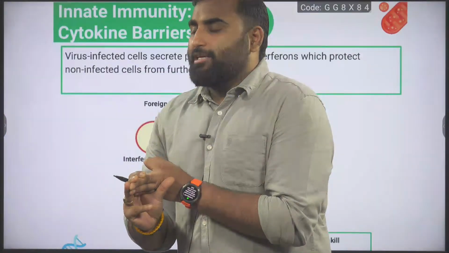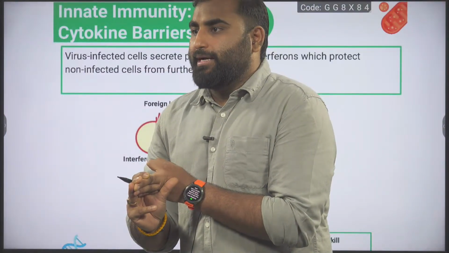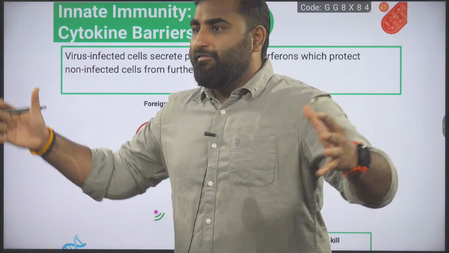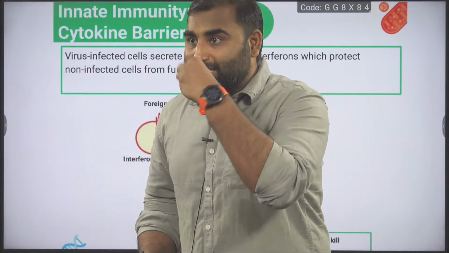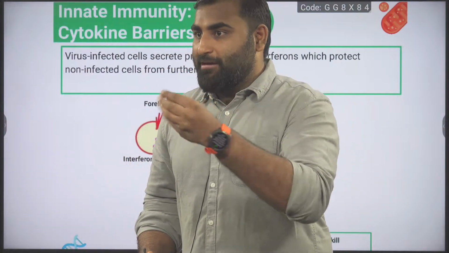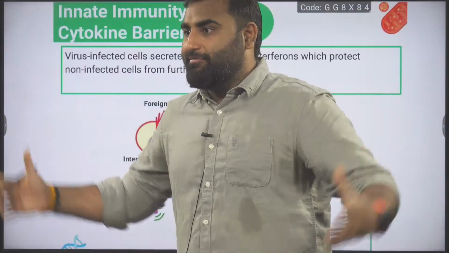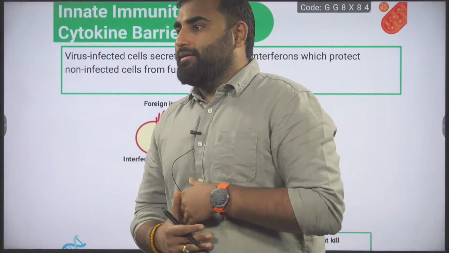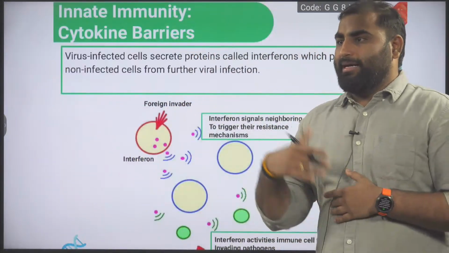Sir, what is macrophage? Macrophage is also a type of WBC, beta. Macro means big, phage means to eat. A big cell which eats the foreign body. Sir, where to get the notes, beta? I will share the PDF. This PDF will be shared to you.